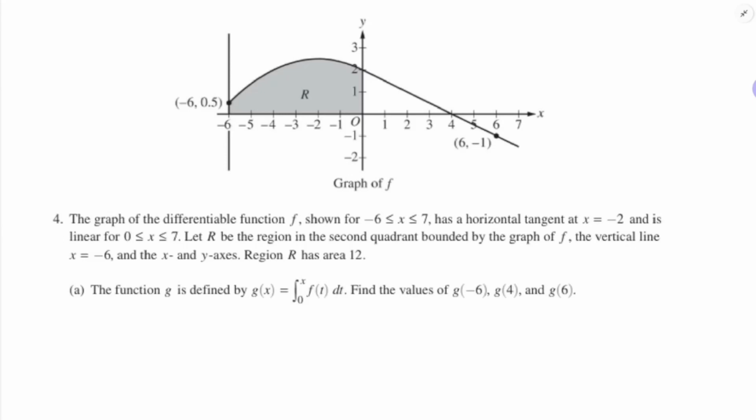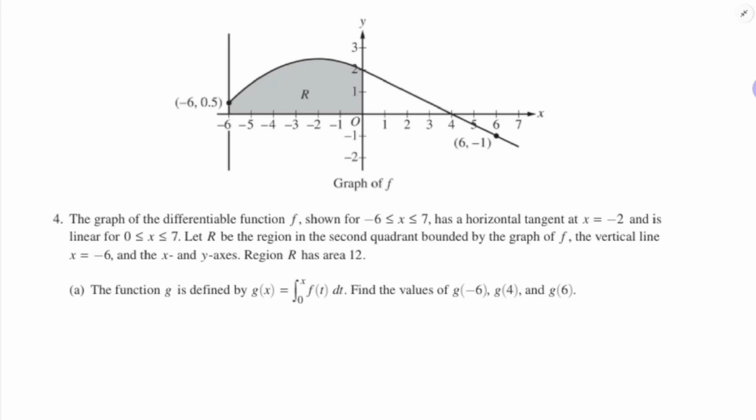In this video, I'm going to be working free response question 4 from the 2024 AP Calculus exam. They're going to give us a picture of the graph of f, and they're telling us it's differentiable from -6 to 7. It's got a horizontal tangent at -2, and it's linear between 0 and 7. Cool. So R is the region in the second quadrant, and region R has area 12. Okay, I see what they're doing.